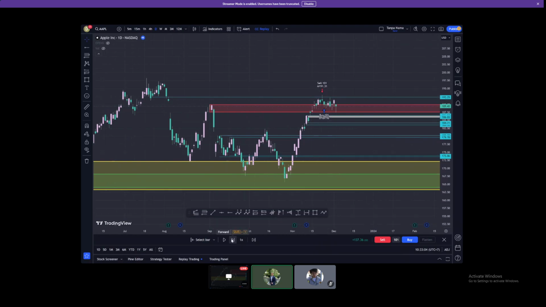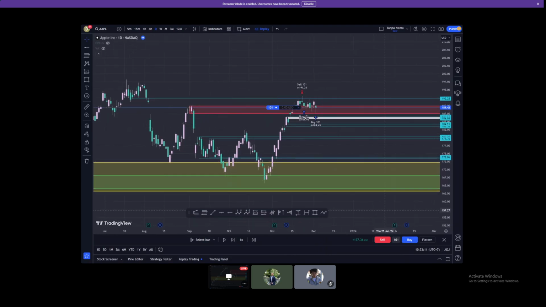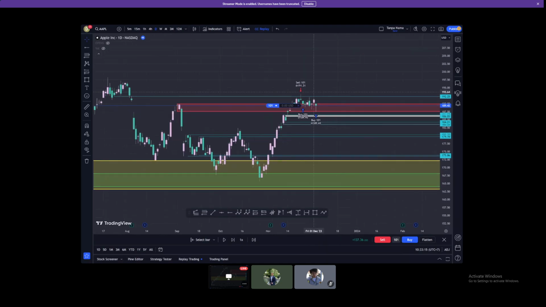You could try a buy on that. So your stop loss is going to be at 186. Yeah, that's good, below the daily breaker. And take profit is going to be 198.